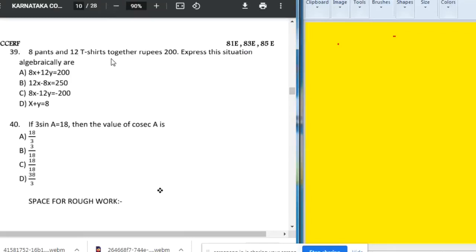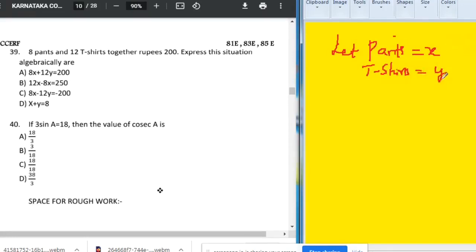39th question. 8 pants and 12 t-shirts together cost rupees 200. Express this situation algebraically. Let us represent the pants as x and t-shirts with y. So unknown quantities are taken as x and y for pants and shirts respectively, and the total cost together is 200. So 8 pants can be taken as 8x and 12 shirts will be taken as 12y. Put together is 200. So algebraically we can write the given expression as 8x plus 12y is equal to 200. Option A is the correct answer.